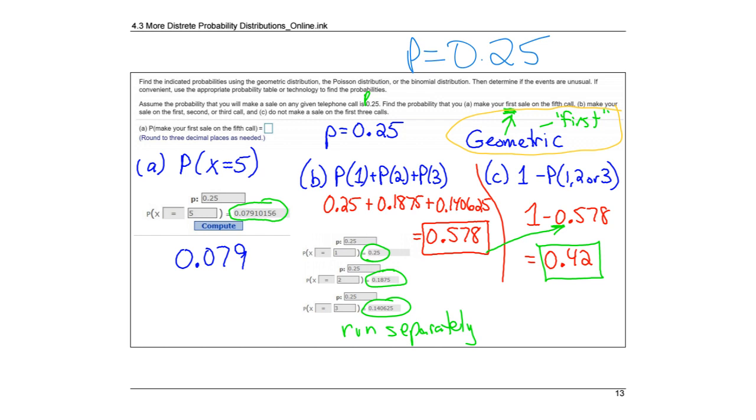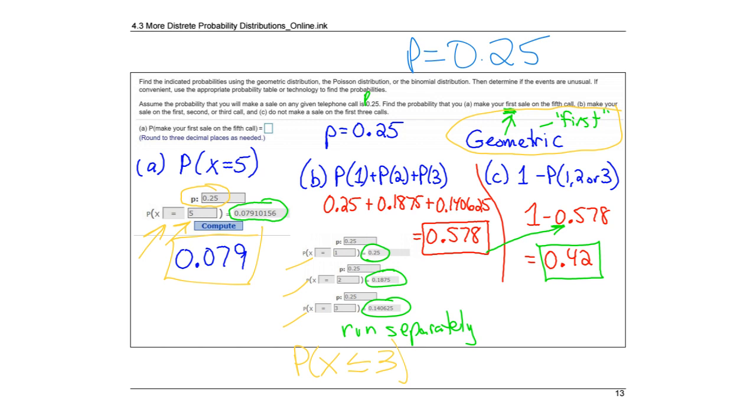So the first one wants us to make the first sale on the 5th call. So that's over here. I'm going to put the P of 0.25 in. I'm going to put equal 5 because it said make your first sale on the 5th call. And that's going to give me the probability back out. Okay, then it says make your sale on the 1st, 2nd, or 3rd call. So there's a couple different ways. You can do them one by one. That's what I did here. I did X equal 1, X equal 2, X equal 3. Or you can do the probability of X less than or equal to 3. That's going to give you the same answer. So either way.